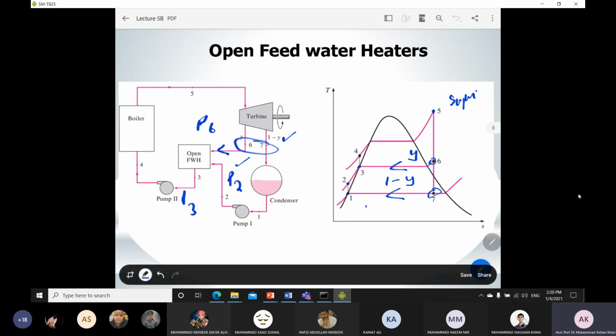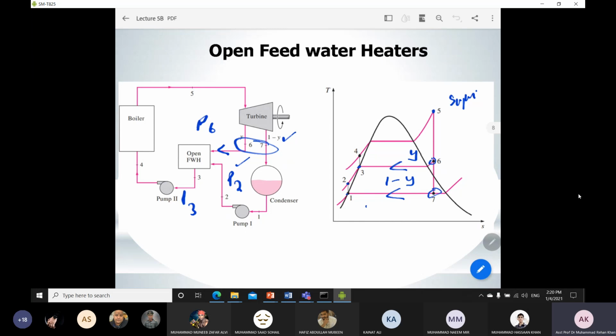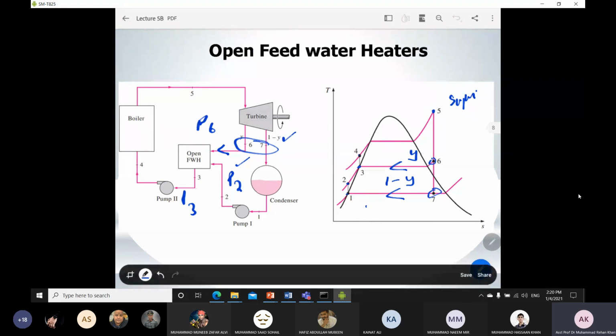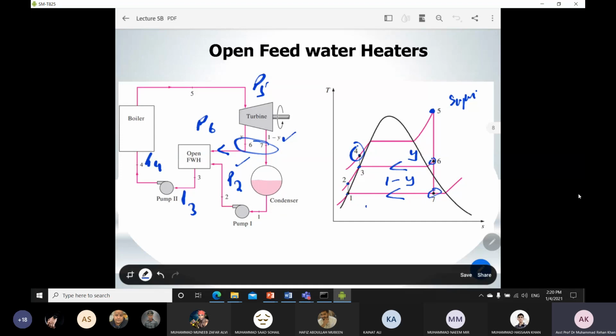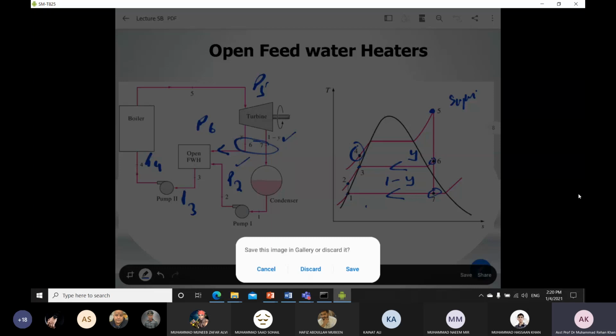Now coming towards pump 3, which is installed after your mixing. So from point 3 to 4, there will be a pump after the mixing state. Point 4, this pressure number 4, is equal to your P5, which is your boiler pressure. So this is the TS diagram for your open feed water heater. We will also solve one example for this, then I think you can better understand the physics behind the open feed water heater.